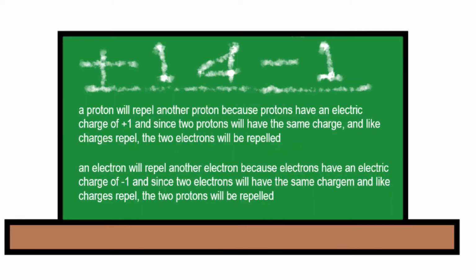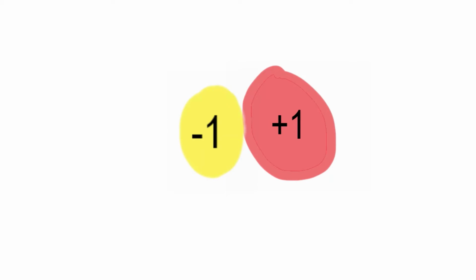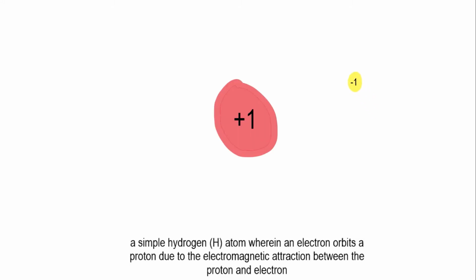Like charges repel, and unlike charges attract. A proton will repel another proton because they both have a charge of +1. And an electron will repel another electron because they both have a charge of -1. However, unlike charges attract, so a proton and an electron will attract each other because of their unlike or opposite charge. This is why the electron orbits around the proton in a simple hydrogen atom.